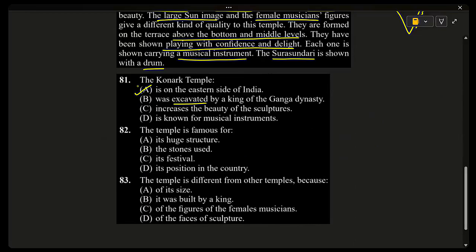The temple is famous for its huge structure, the stones used, its festival, the position in the country. They mentioned a gigantic structure. Okay, gigantic means huge. 83. The temple is different from other temples because... so why is this temple different from the other temples? Of its size, it was built by a king, of the figures of the female musicians, of the faces of the sculpture. So these are because of the special types of sculpture, that is the female musicians holding different types of instruments.